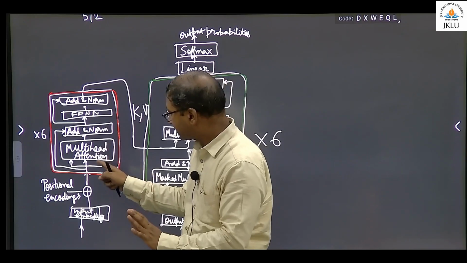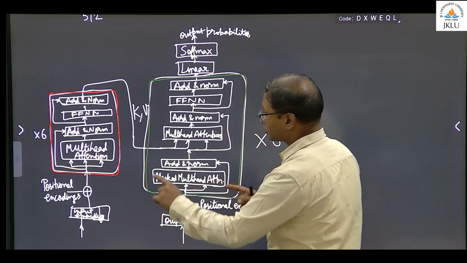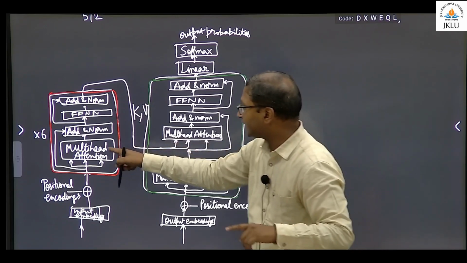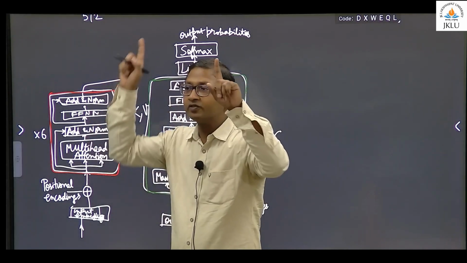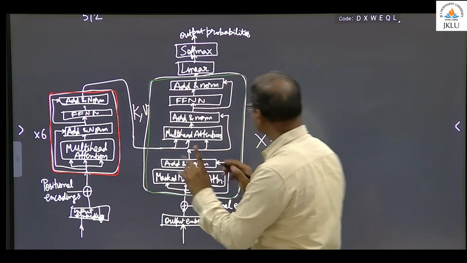Once you have X here, how many such layers are there? 6. So let us just talk about this first one. Remember, this multi-head attention is nothing but what we yesterday called self-attention. Okay? So you have self-attention.